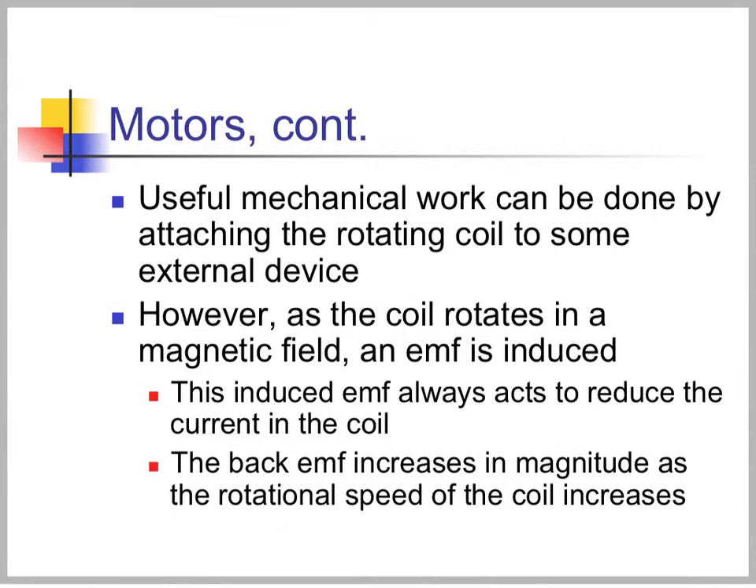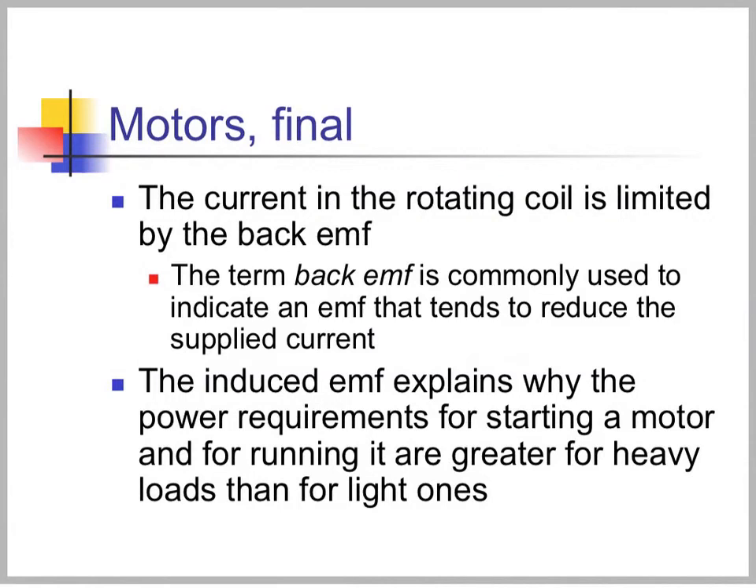However, as the coil rotates in the magnetic field, it still induces an EMF. And that induced EMF always acts to reduce the current in the coil. We call this a back EMF, and it increases in magnitude as the rotational speed of the coil increases. So the current in the rotating coil is limited by the back EMF. That term, back EMF, is commonly used to indicate an EMF that tends to reduce the supplied current. The induced EMF explains why the power requirements for starting a motor and for running it are greater for heavy loads than for light ones.